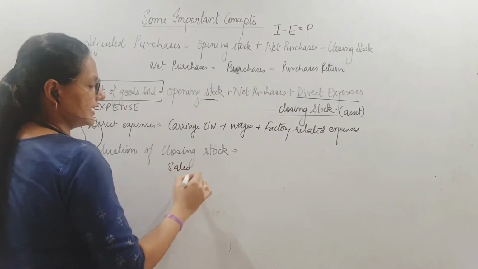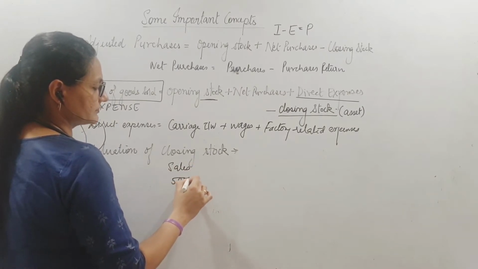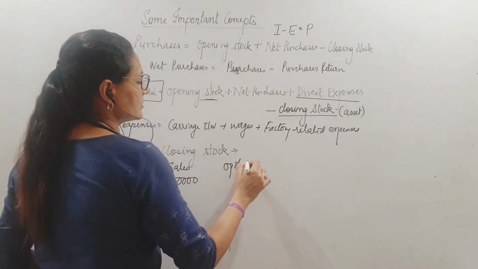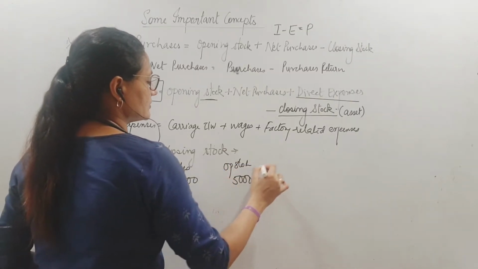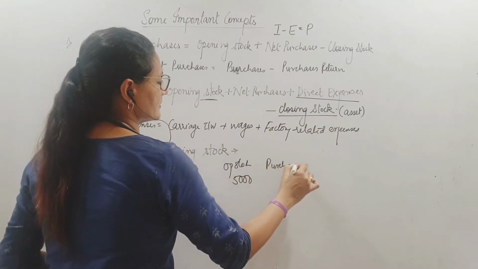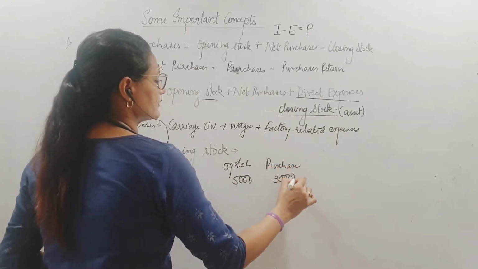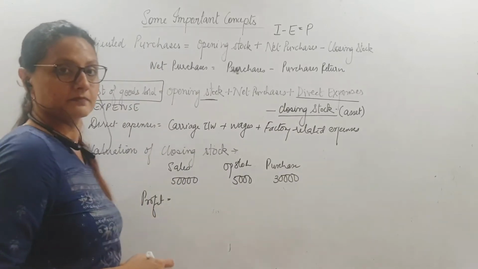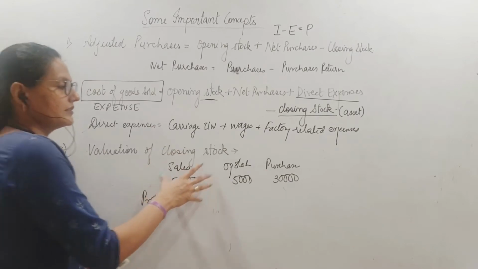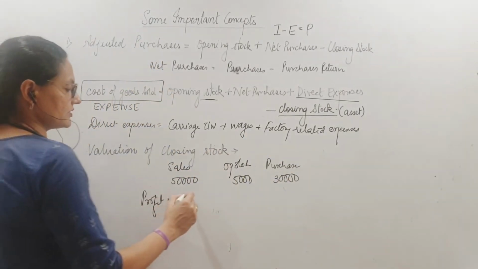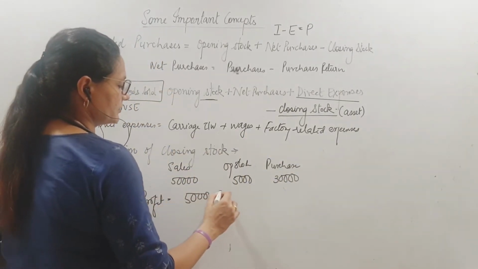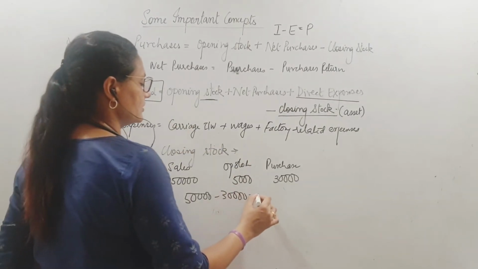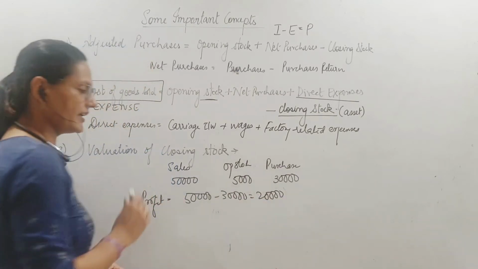Suppose sales is 50,000. Sales value. And opening stock 5,000. Purchases 30,000. Now if I ask you to calculate profit, yes, sales this much, purchase this much. Suppose you do this. 50,000 minus 30,000. Suppose you do not take any count of opening stock. So 20,000 is my profit as per you.